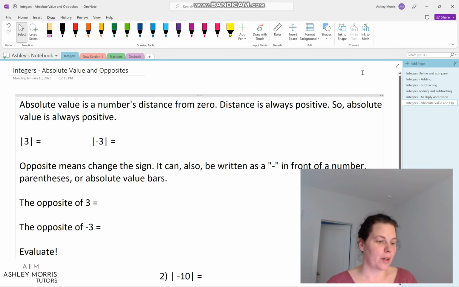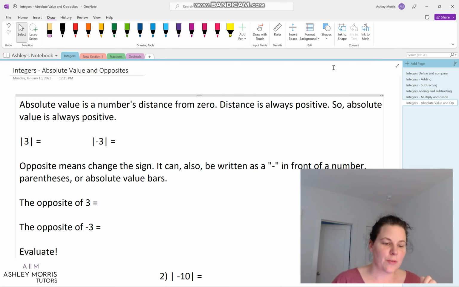And in this video, we're going to talk about integers with absolute value and opposites. Absolute value is a number's distance from zero. Distance has to be positive. You don't drive negative 14 miles to your friend's house. You just drive 14 miles. Distance is always positive. So absolute value is always positive.